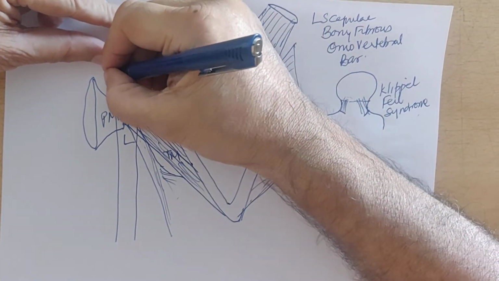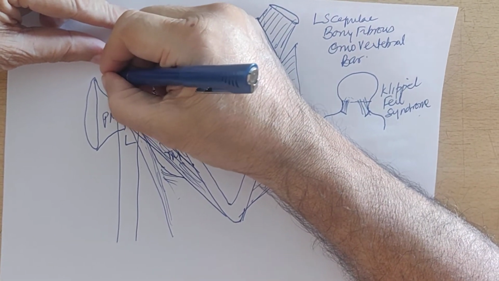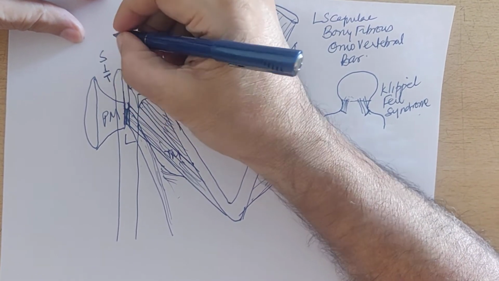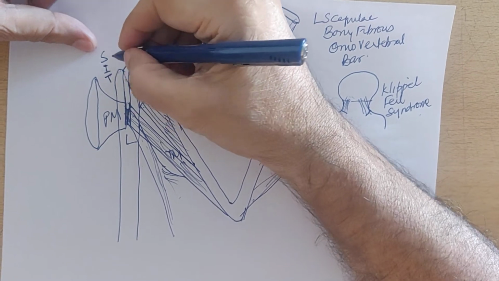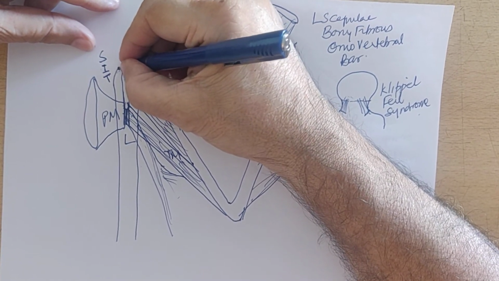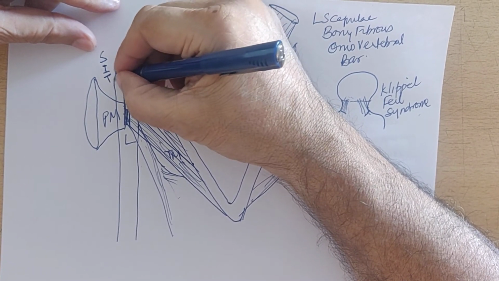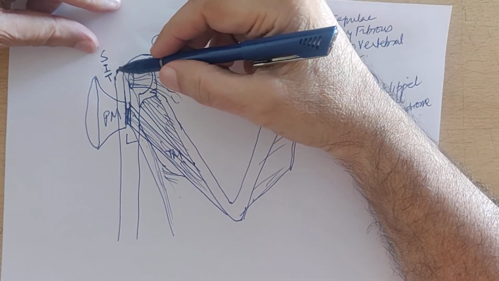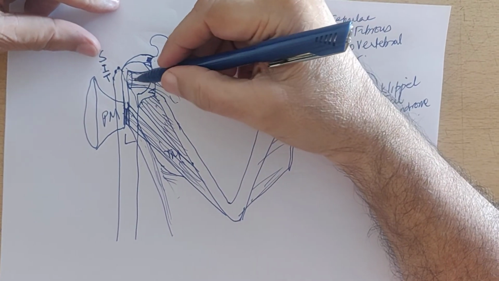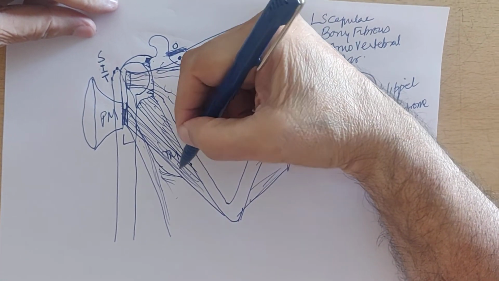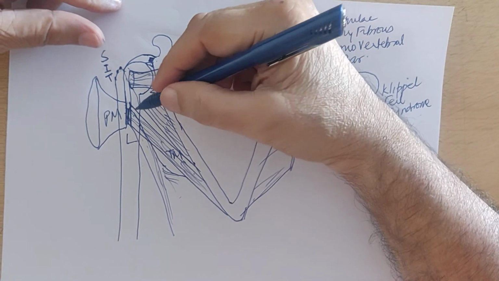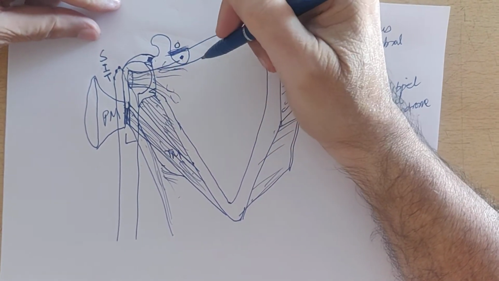And I have said on the greater tuberosity is attached the SIT structures. That means the supraspinatus, the infraspinatus and teres minor. So you see teres minor goes behind the head and therefore it's an external rotator, and teres major goes in front of the head, in front of the humerus, so it's an internal rotator.